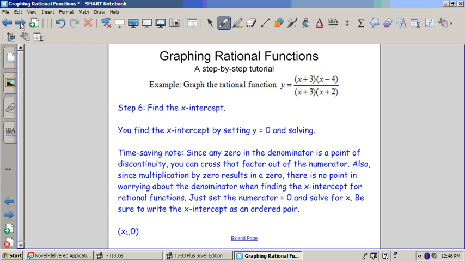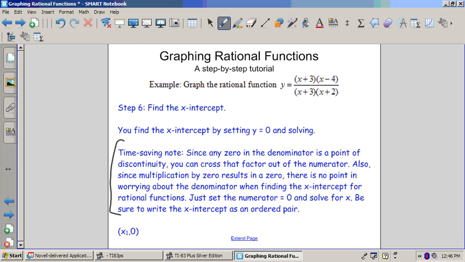Okay, now I want to find the x-intercept. You always find the x-intercept by setting y equal to 0. I've given you what I call time-saving notes. You don't have to use these, but they sure work a lot better. And you can copy down the notes, but I'm going to just show you what I do.